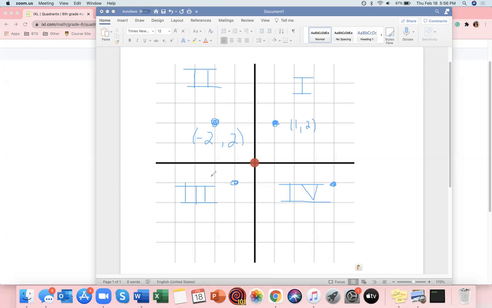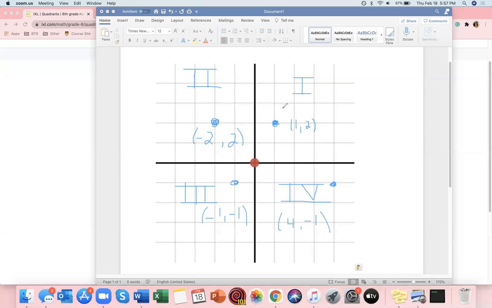The third quadrant, everything is negative because you are in the negative x direction and also in the negative y direction. So you would write this as negative 1, negative 1. And then for the fourth quadrant, the x-axis is positive. However, the y-axis is negative. So you would write this as positive 4, negative 1. So 4, negative 1.